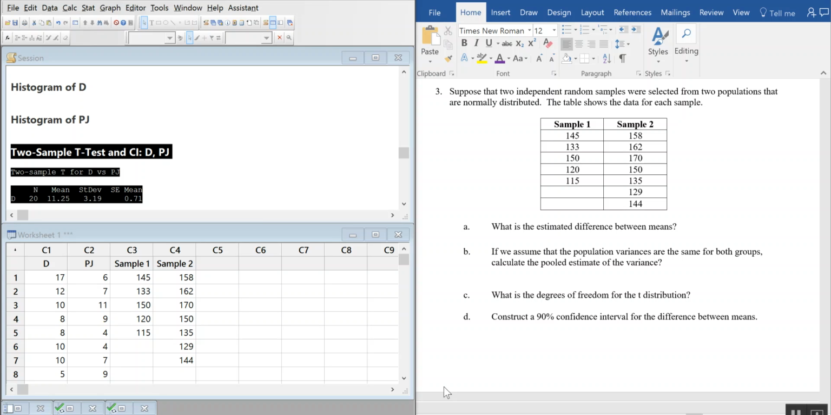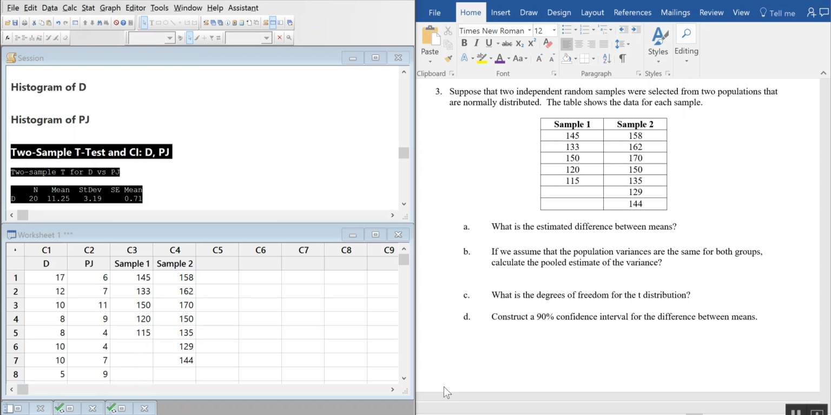We start by saying, suppose the two independent random samples were selected from two populations that are normally distributed. So hey, look, this meets all the criteria you need. And then the table for the data is shown below. Then you're asked a bunch of questions like, what's the estimate of difference? What's the pooled variance? What's the degrees of freedom? And construct a 90% confidence interval.